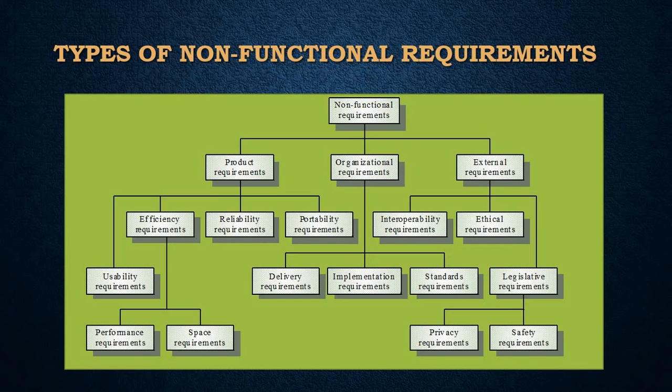There can be many quality attributes, or non-functional requirements, for the system to be developed. These are categorized as product requirements, organizational requirements, and external requirements. Product requirements can be usability, efficiency, and reliability. Efficiency of a system can be defined in terms of response time or space requirements. Organizational requirements include delivery and implementation requirements, and standard requirements. Whereas, the external attributes can be interoperability, privacy, safety, and ethical requirements.